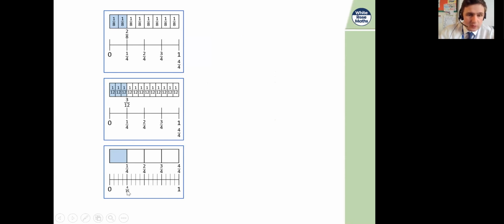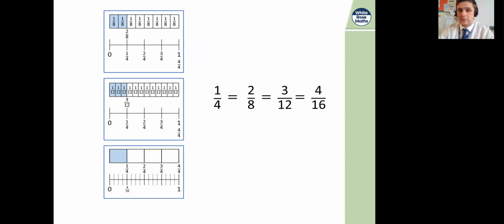can see how I've got 1/4 on all of them. And you can see that 1/4 on the top one was equivalent to 2/8. On the second one, it's equivalent to 3/12. On the bottom one was equivalent to 4/16. So all 4 of those fractions are equivalent.